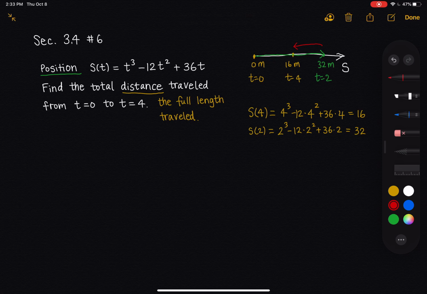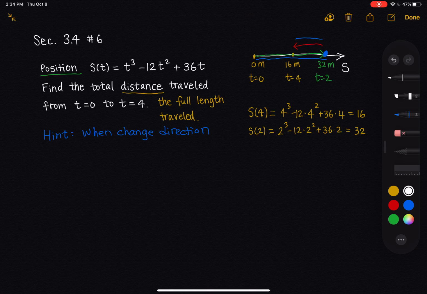So now our job is to find the total distance. What we need to do is add the length of the green piece and the length of the red piece. But we need to find out where they stop, where the particle is changing direction. So the key is to find when it changed direction.